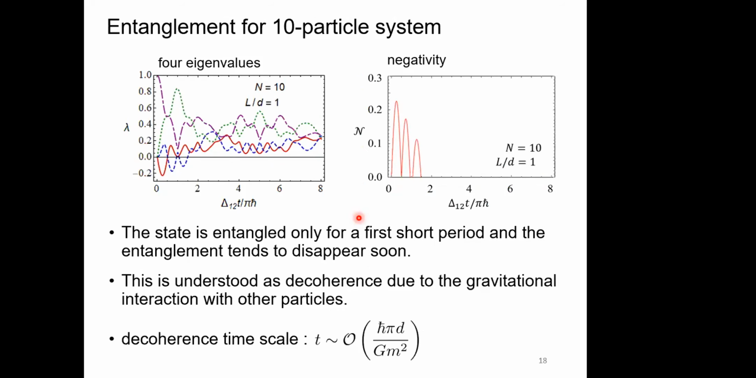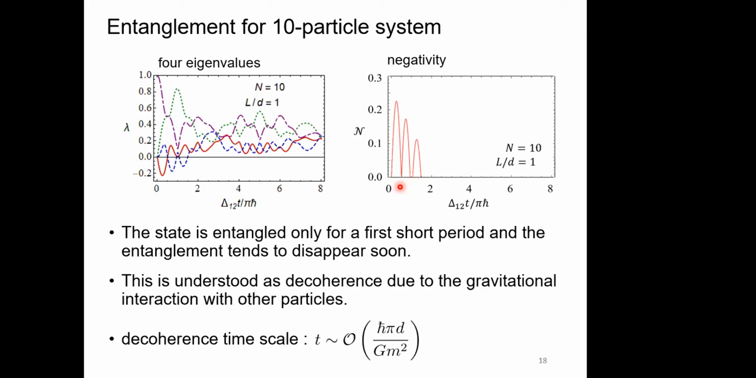The number of particles further increases. This slide shows the eigenvalues and the negativity for the 10-particle system. The left panel shows the evolution of the eigenvalues, and the right panel is the negativity. One can see that the state is entangled only for a short period like this area. And the entanglement tends to disappear soon. This is understood as decoherence due to the gravitational interaction with other particles.